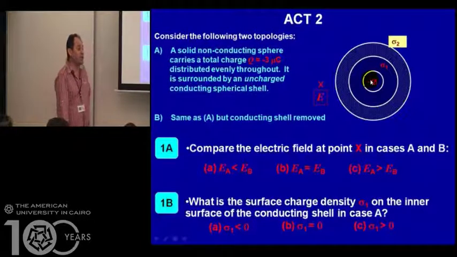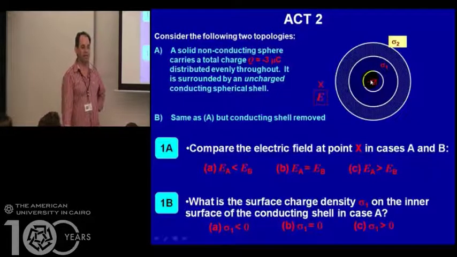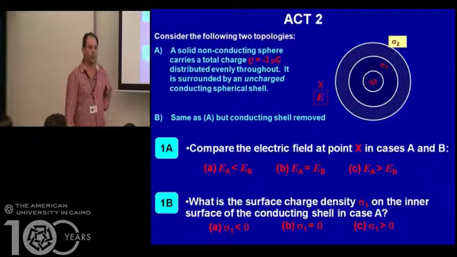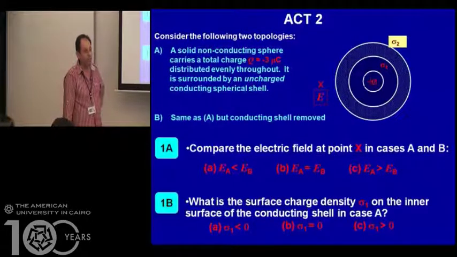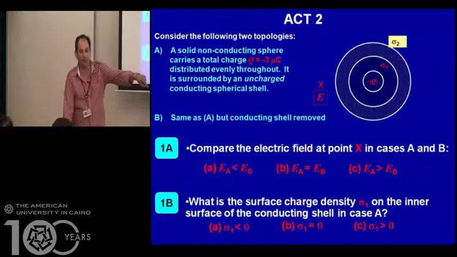When I say non-conducting sphere, what does that mean? The charge is distributed everywhere. When I say non-conducting, insulating, or dielectric sphere, I mean that the charge is distributed everywhere, inside and out and on the surface of the sphere. Now, if it's a conducting sphere, then the charge is only on the outer surface, and we'll prove it.